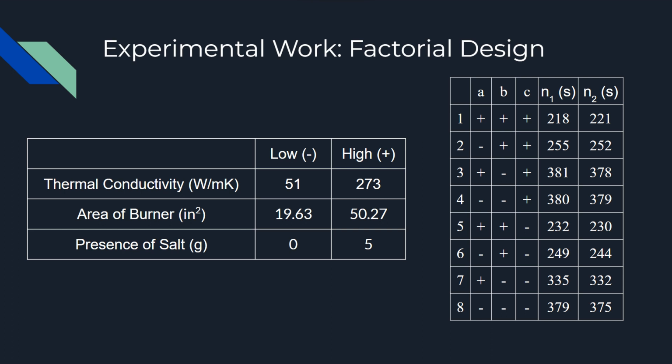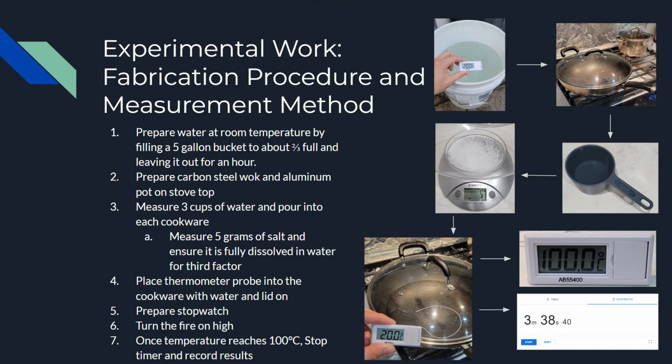The first factor is thermal conductivity with a low of 51 watts per meter kelvin and a high of 273 watts per meter kelvin. The second factor is the area of the burner with a low of 19.63 inches squared and a high of 50.27 inches squared. The third factor is the presence of salt with a low of 0 grams and a high of 5 grams.